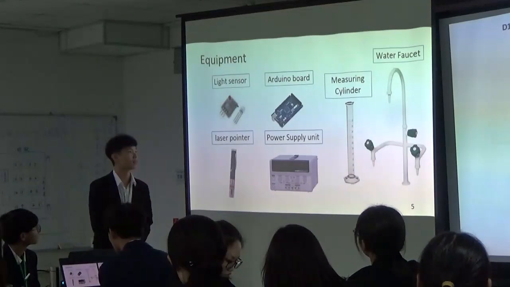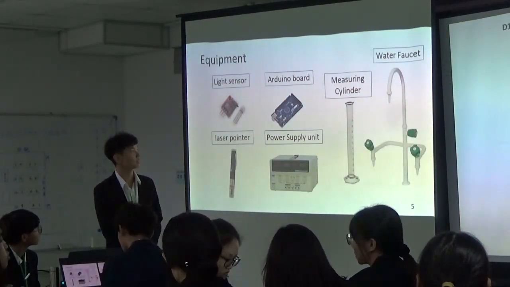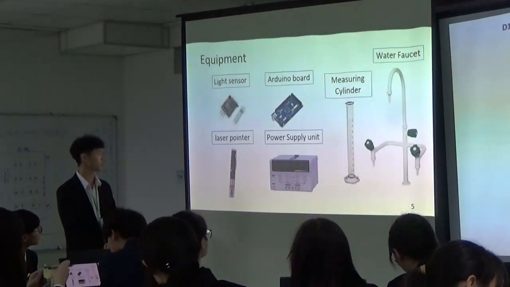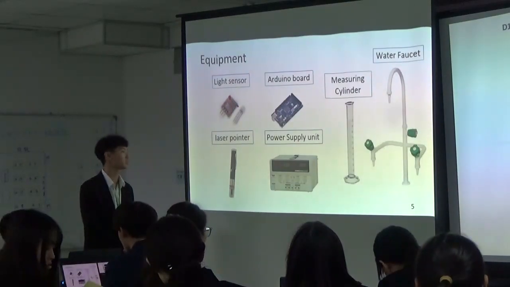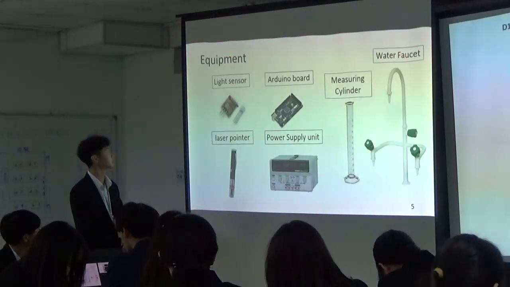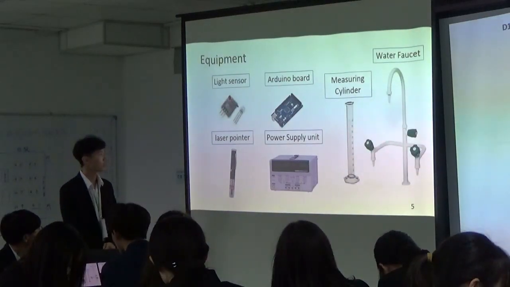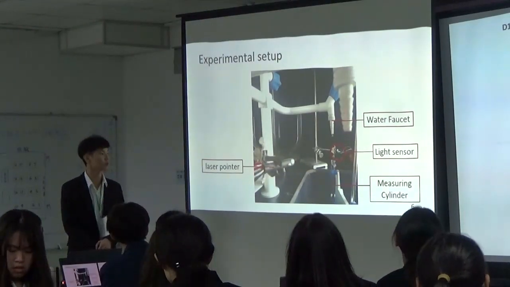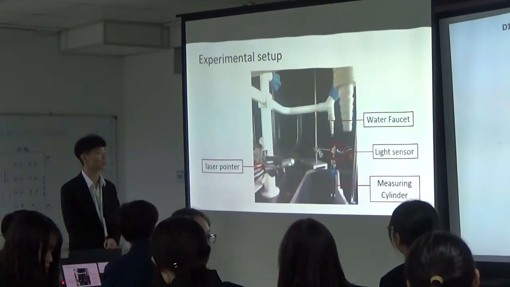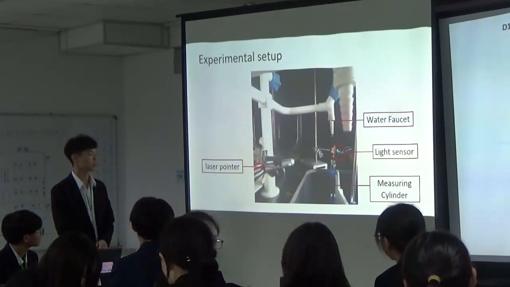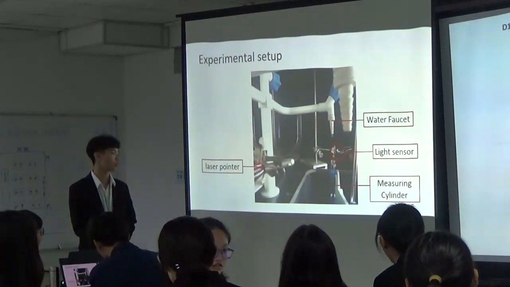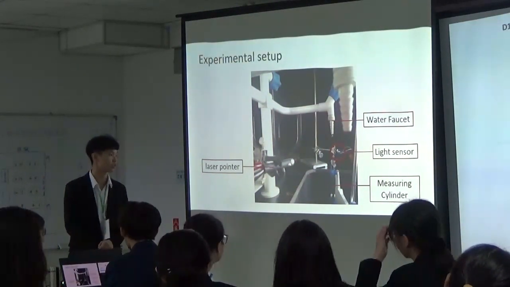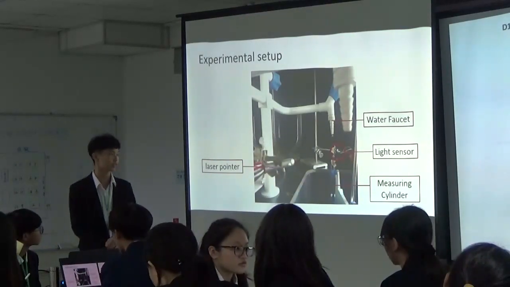Here is our equipment. We use the water faucet and a measuring cylinder to measure the flow rate, and we use the laser pointer, the power supply unit, the light sensor and an Arduino board. And this is our experimental setup. First of all, we turn on the water faucet to a specific dripping, and we use the light sensor and the Arduino board to capture the dripping, and we use the measuring cylinder to measure the flow rate.